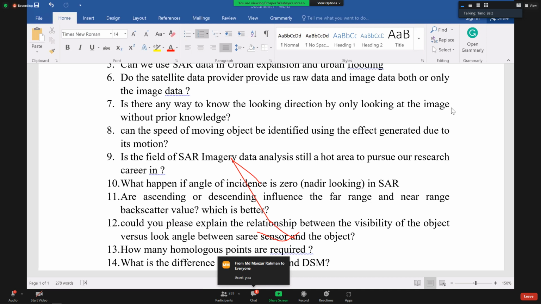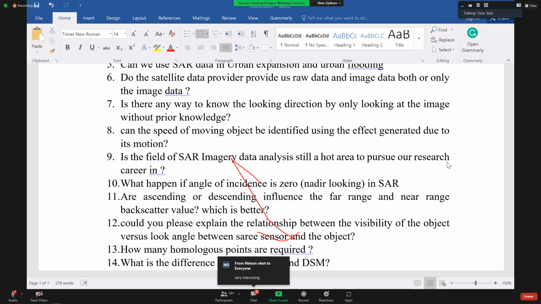How many homologous points are required? That's a good point, right? So ideally, well, each homologous point will give you one value for your DEM. So as a rule of thumb, as many as you have pixels in your DEM, okay? Ideally even more, because sometimes you need to interpolate.